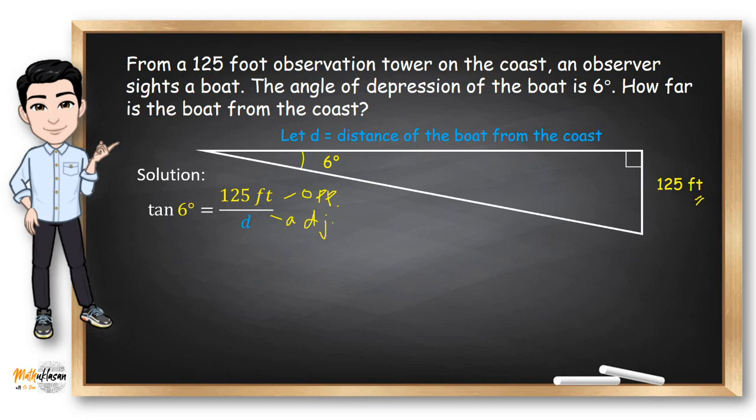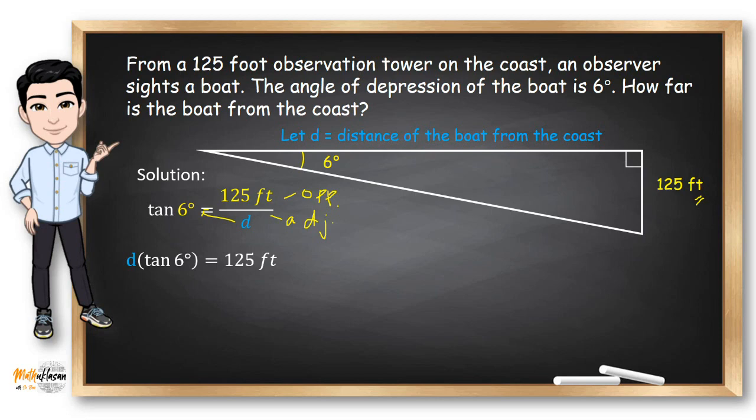Well, you can actually cross-multiply D on the other side of the equation. Or by what? Multiplying both sides by D. Pero mas madali na lang na cross-multiply natin. So we have D times tangent 6 degrees equals 125 feet.